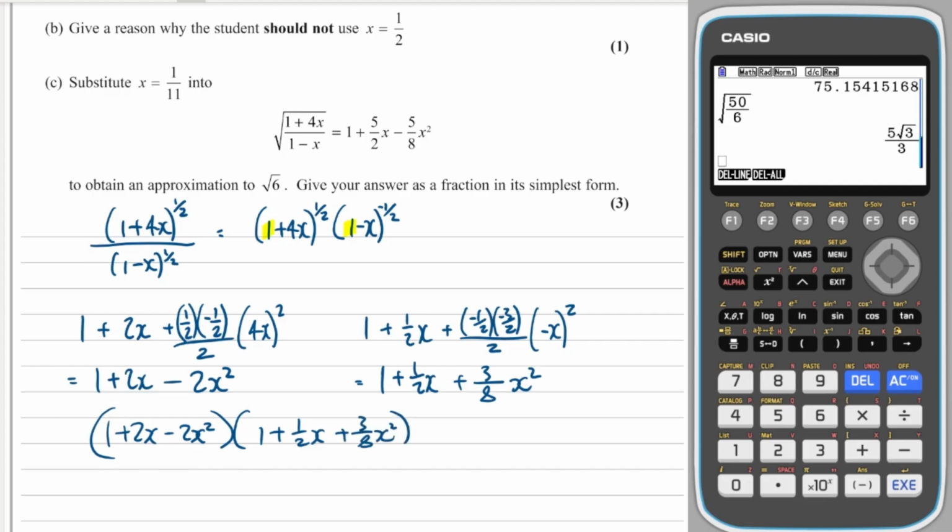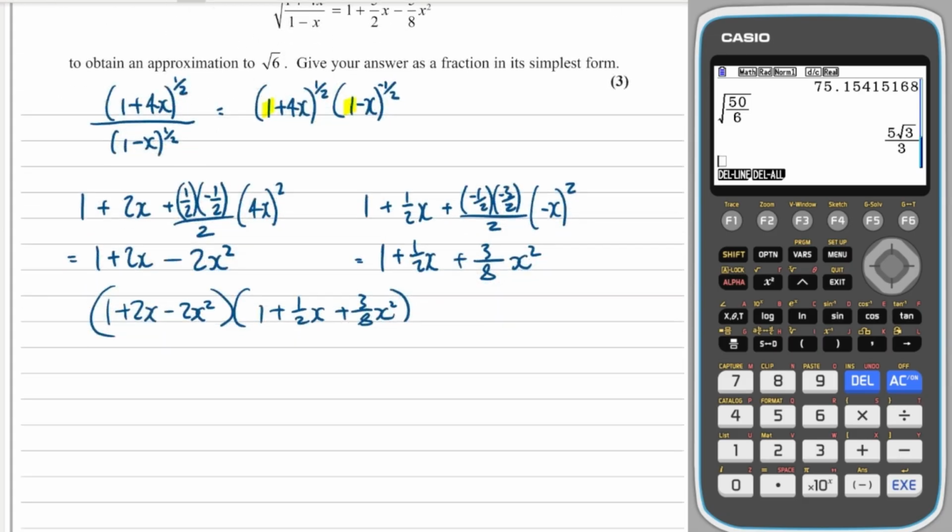Like so. But we only need to get terms which are going to give us less than or equal to x squared. So we'll do 1 times 1 is 1. We'll do 1 times a half x. And we'll do 1 times 3 over 8x squared. We'll do 2x times 1. We'll do 2x times a half x, which is x squared. We won't do 2x times 3 over 8x squared. We will do minus 2x squared times by 1, but we won't do minus 2x squared times by anything else.